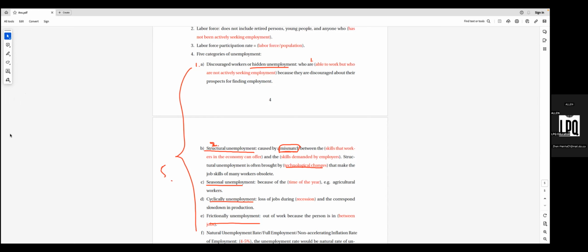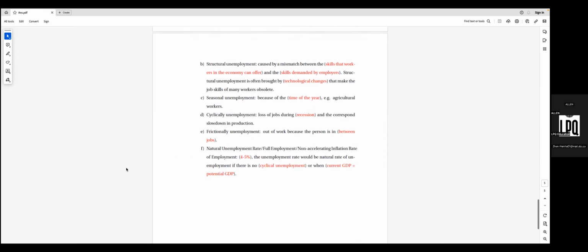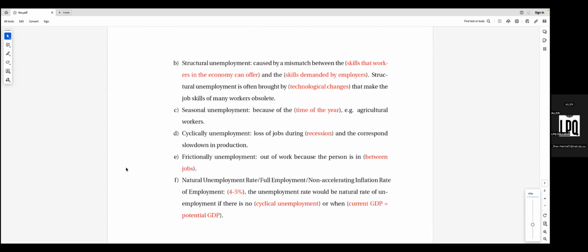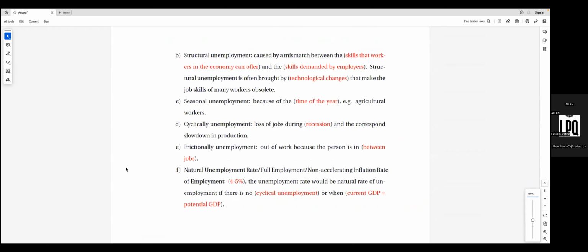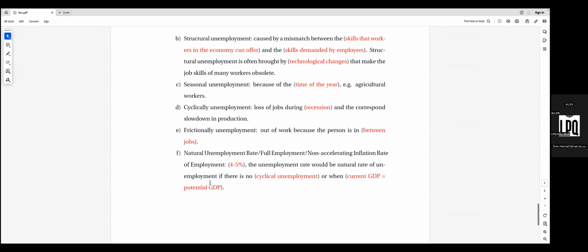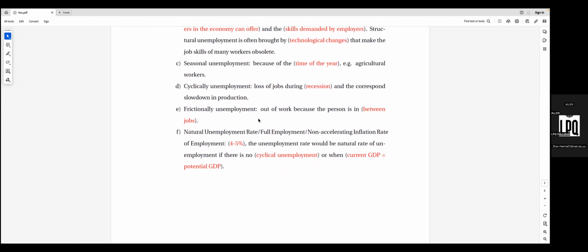So the next one is called seasonal unemployment. Seasonal unemployment is due to the time of the year. Usually seasonal unemployment occurs in the agricultural sector. If I'm working as a fisherman in Canada, I'm not quite sure, but I guess during summertime you can do the fishing. During winter time, especially living in the eastern part of Canada, I guess you cannot do the fishing due to the cold winter temperature, whatever the reason is. So this is the kind of thing called seasonal unemployment.